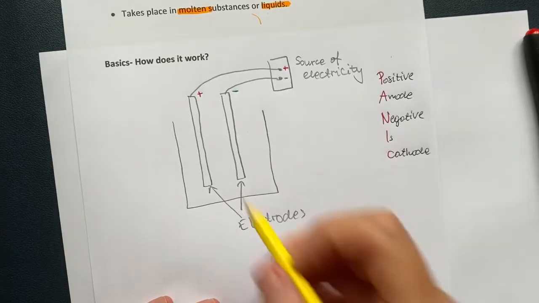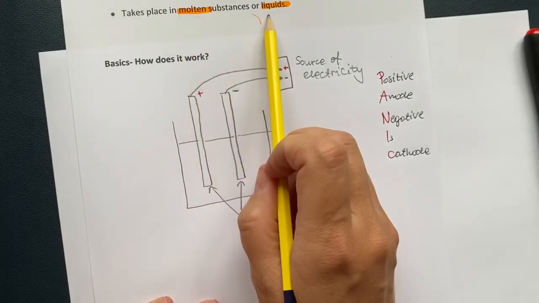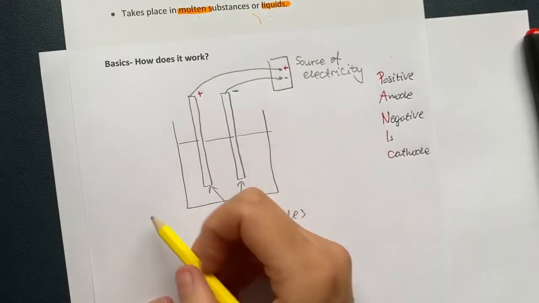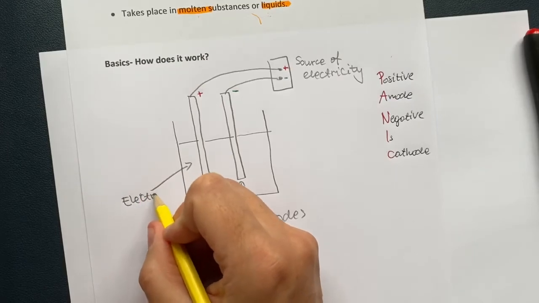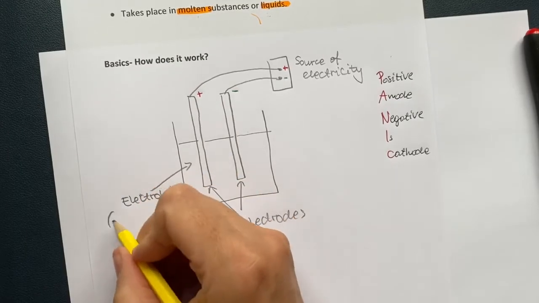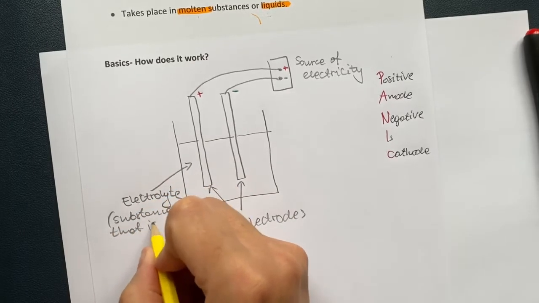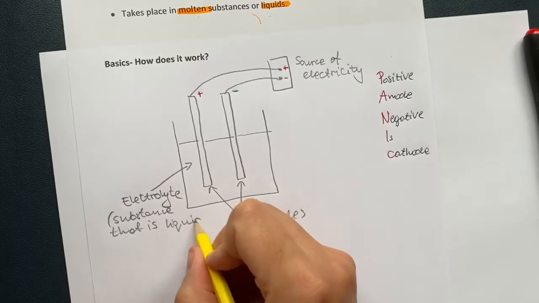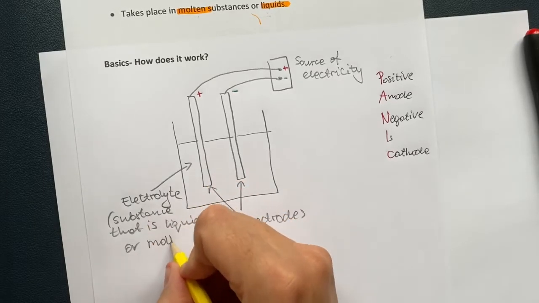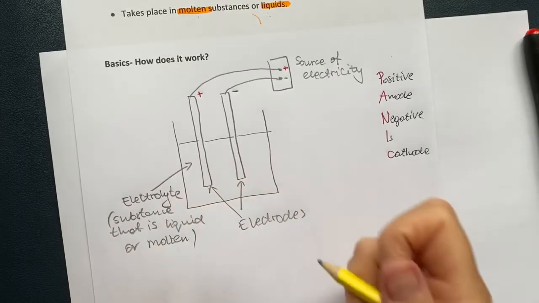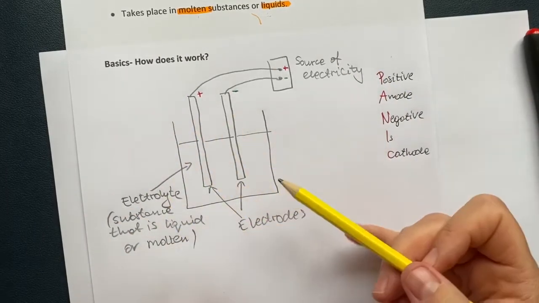Also, in the container I will have a substance that is either molten or a liquid, and that we call the electrolyte. So it's the substance that is liquid, or a molten substance. Now, this is the basic. Please remember how we set up the experiment.